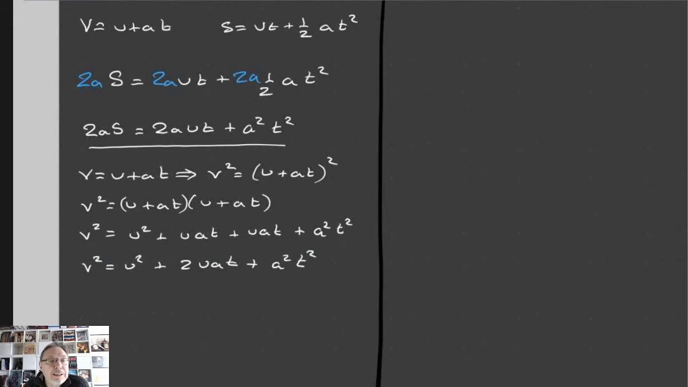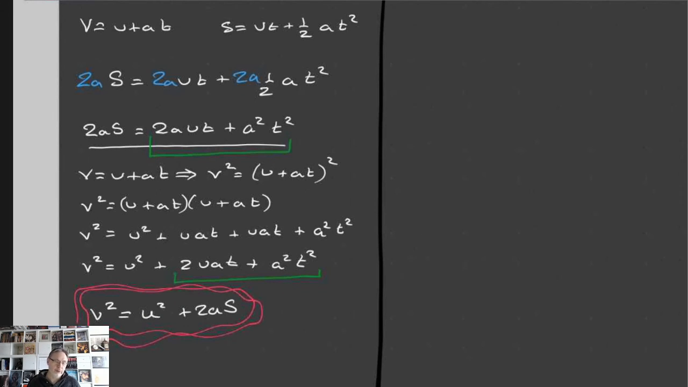Now, as the mathematicians would say, by inspection, 2uat plus a squared t squared. This is the same as this. So I can replace the 2uat plus a squared t squared with 2as, because it's the same thing. v squared is u squared plus 2as. And that is another one of the equations of motion.